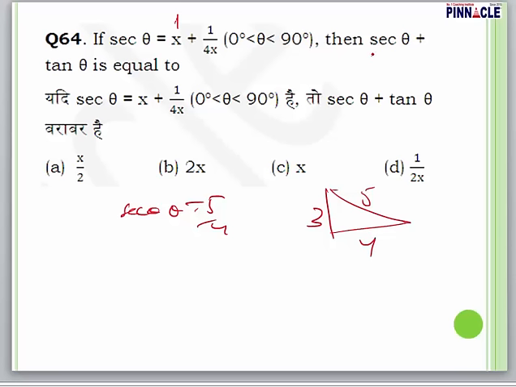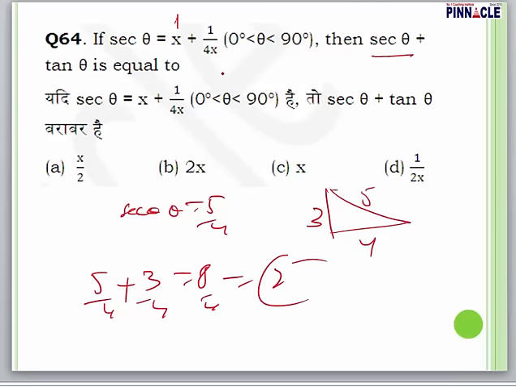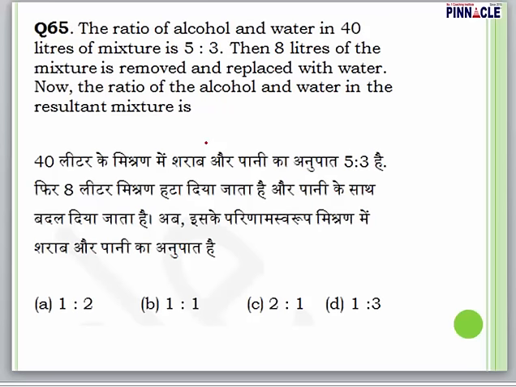Now put the value: secant theta, that is 5 by 4, plus tangent theta, that is 3 by 4. It means 8 by 4, that is 2. And we have put x equal to 1, so this would be equal to 2x. So 2x should be the answer. Next question, question number 65.